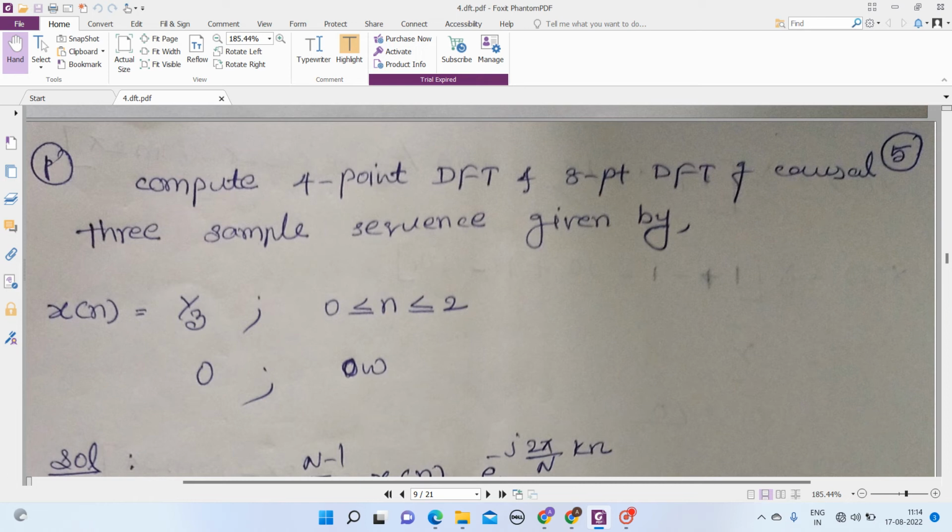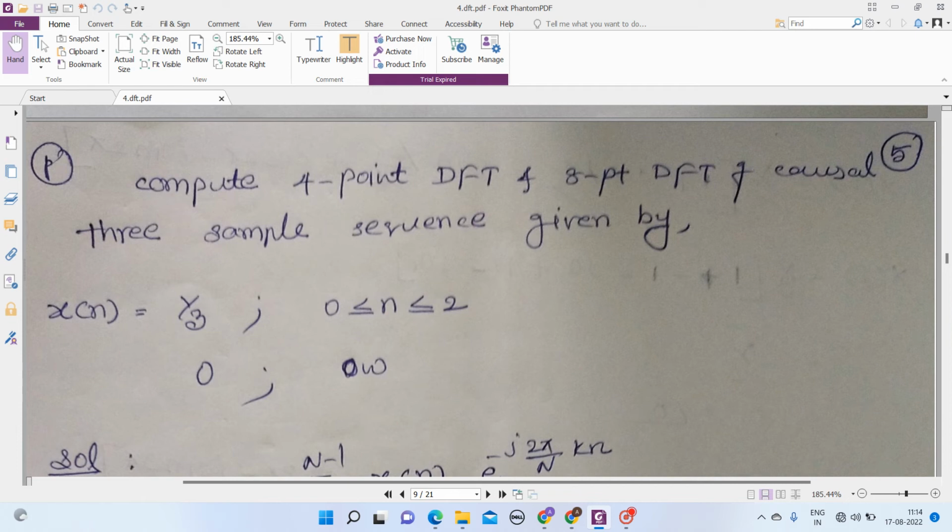One is the direct computation method. What is that direct computation method? Direct computation method means you can solve the problem by applying the equation. So today we are going to solve that problem only, that is, the direct computation method.